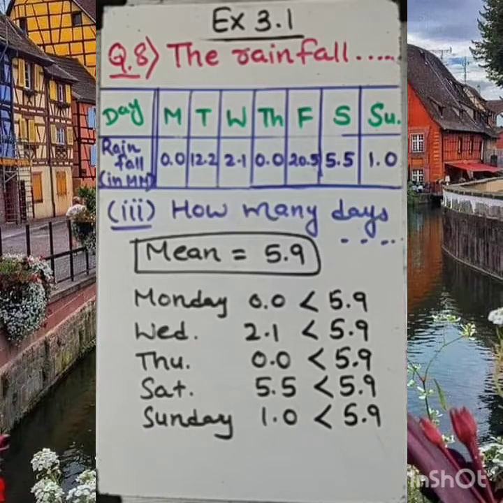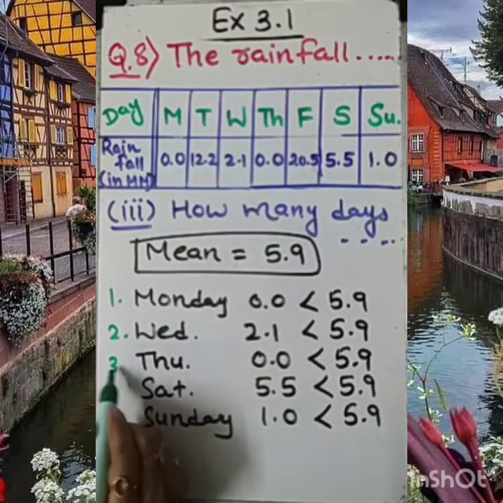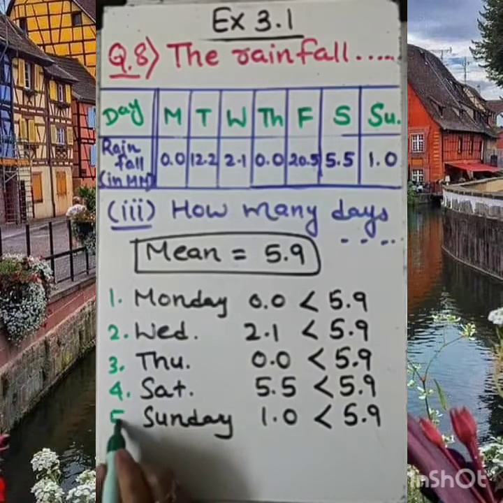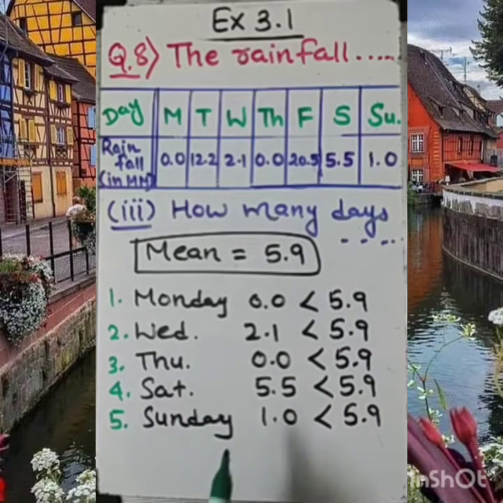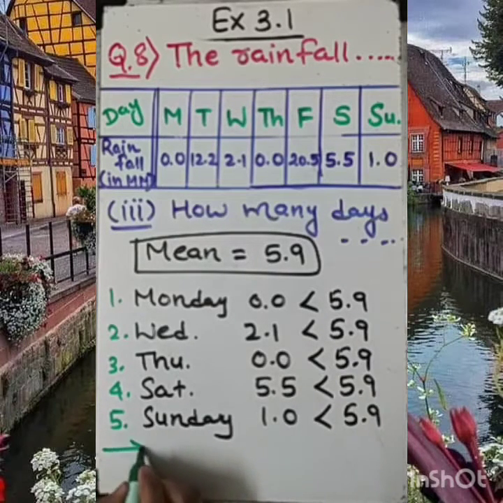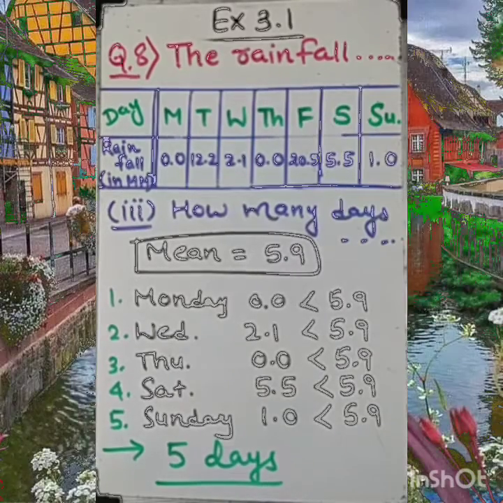So you can see here on the screen the total number of days the rainfall is less than the mean rainfall. So the answer is 5. Monday, Wednesday, Thursday, Saturday and Sunday. For these 5 days the rainfall is less than the mean rainfall. So we need to write here, answer is 5 days. How we got this answer? This is the solution of question number 8.